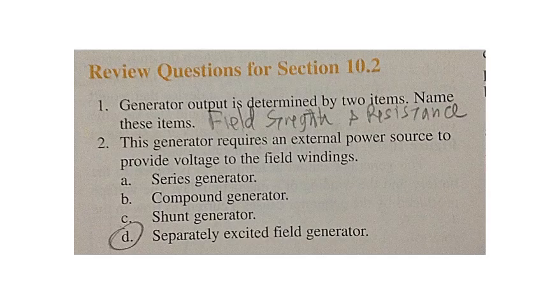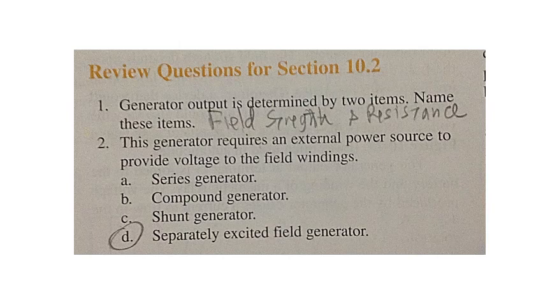Section 10.2. Number 1, generator output is determined by 2 items. Name these items: field strength and resistance. Number 2, this generator requires an external power source to provide voltage to the field windings. A, series generator, B, compound generator, C, shunt generator, or D, separately excited field generator. Correct answer is D. Number 3, this generator is considered a constant voltage device. A, series generator, B, a compound generator, C, a shunt generator, and D, a separately excited field generator. The correct answer is B.